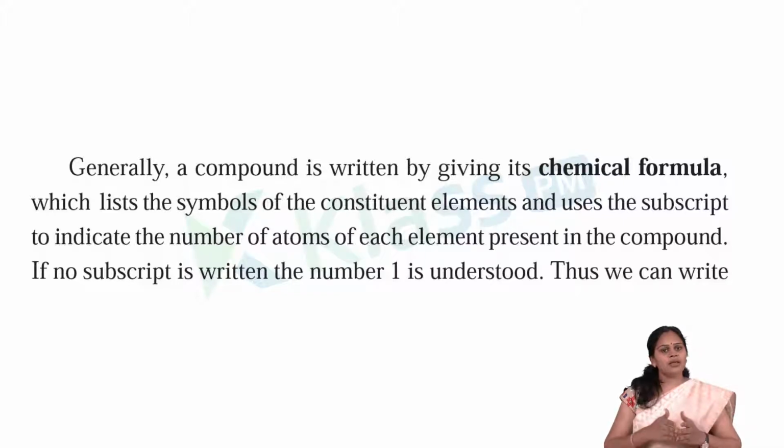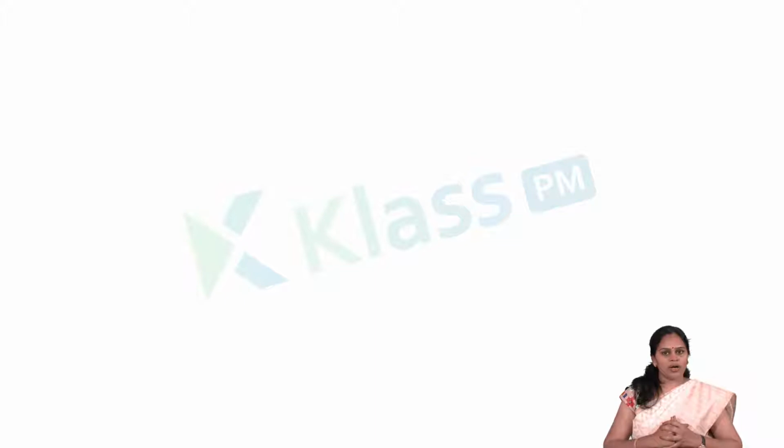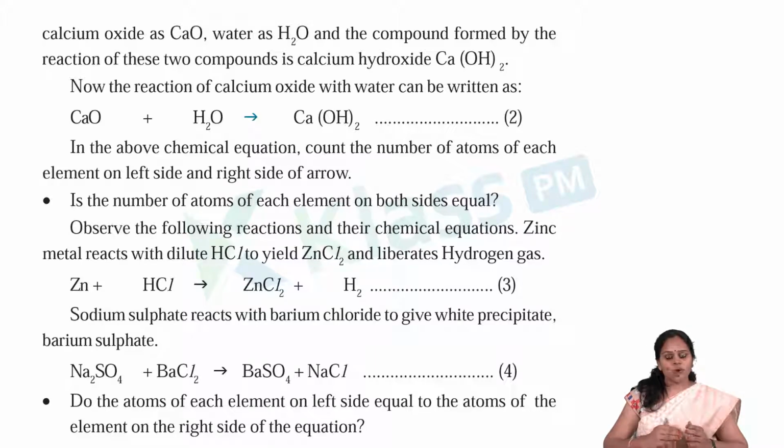If no subscript is written, the number 1 is understood. So if no subscript is written, we should understand that there is only one atom of that element. We can write calcium oxide as CaO, water as H2O. And the compound formed by the reaction of these two compounds is calcium hydroxide, that is Ca(OH)2.